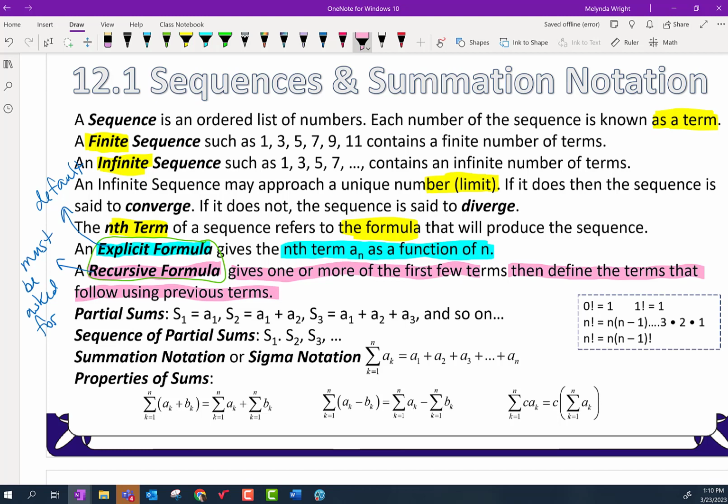Okay. Partial sum, another vocabulary word, partial sum. A partial sum is the sum of the first blank terms, and S of 5 is the sum of the first 5 terms. S sub 7 is the sum of the first 7 terms. That's what that means. Partial sum. It's just adding up a few of the terms of the sequence. It's called a partial sum. And the number that's listed right here refers to the number of terms that are added.